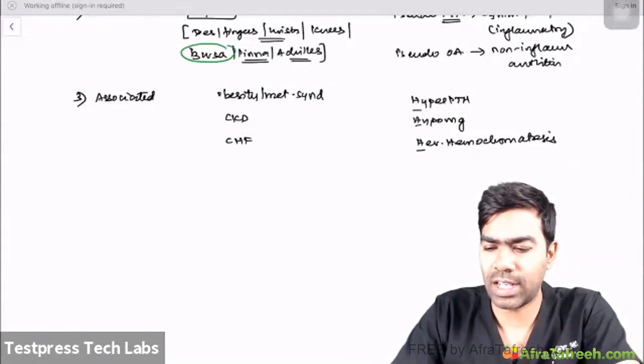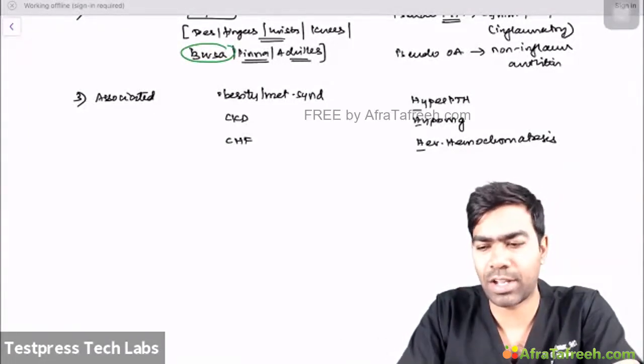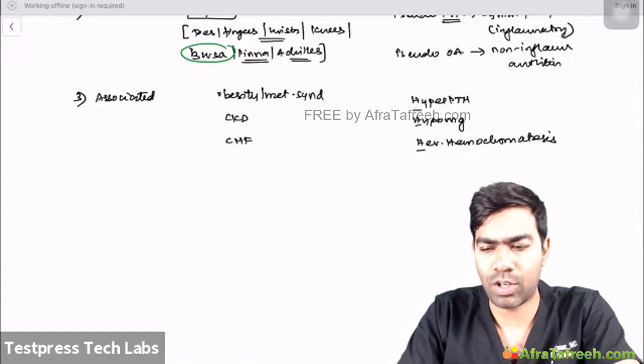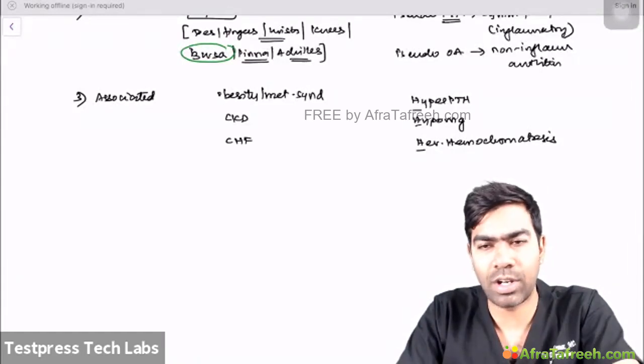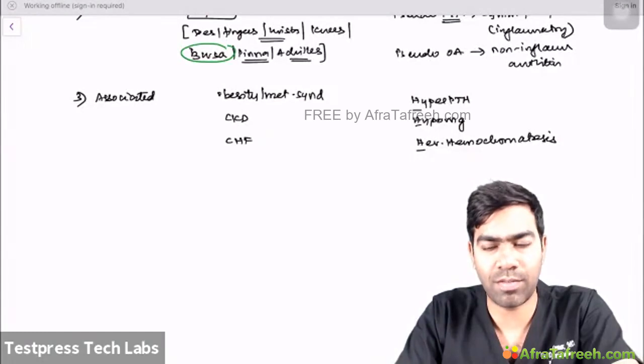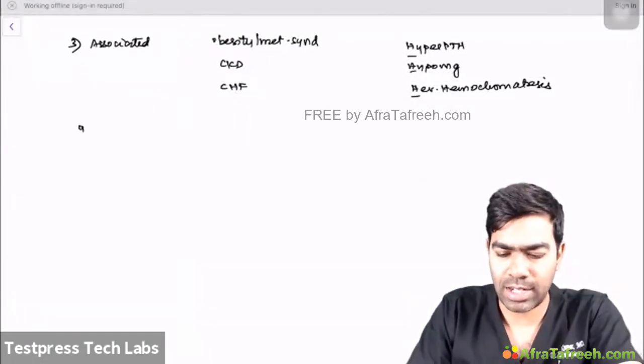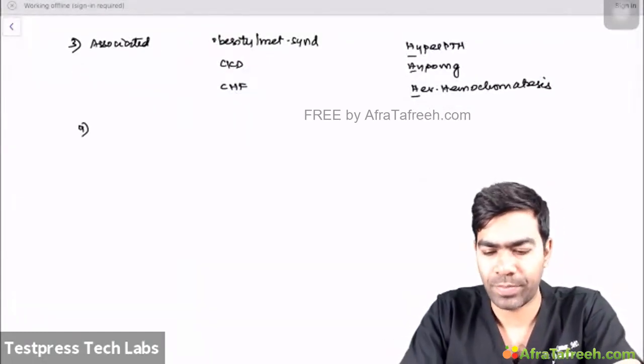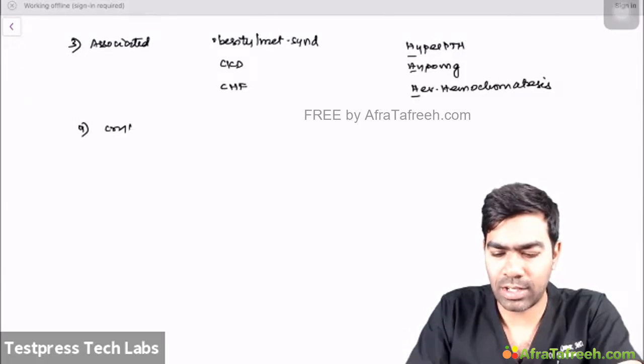So these are the 3H that are very important in exam that can be associated with pseudogout in the long run, because all these three conditions can produce something called chondrocalcinosis, which is one of the important findings in the setting of calcium pyrophosphate deposition disease, that is pseudogout. Then you know what is the crystal that is produced here.